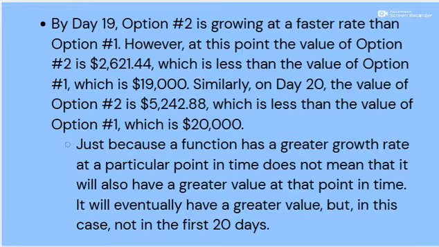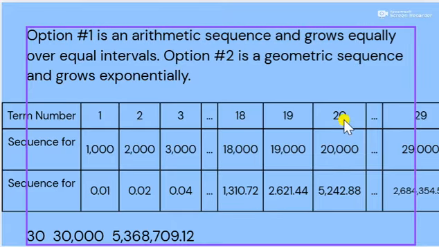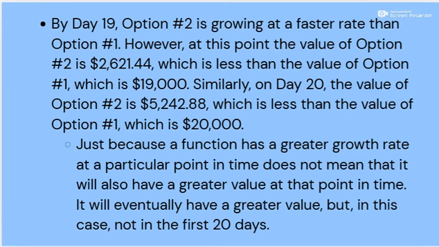Similarly, on day 20, the value of option number 2 is $5,242.88, which is less than the value of option 1, which is $20,000. So by the same standard, if you stop on day 20, you're better off with option 1 than you are with option 2. Okay? So it depends on where you're looking at in the sequence, which option is better. Just because a function has a greater growth rate at a particular point in time does not mean that it will also have a greater value at that point in time. It will eventually have a greater value, but in this case, not in the first 20 days.